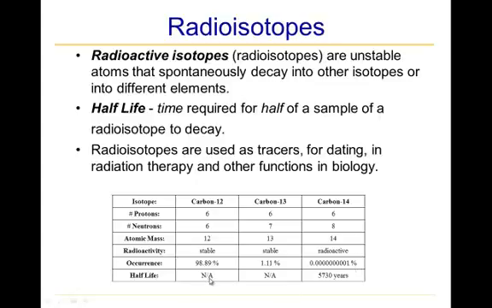It's not applicable to carbon-12, half-life is not applicable to carbon-13, but half-life is applicable to carbon-14, this radioisotope of carbon, and it takes 5,730 years for 1 gram of carbon-14 to become half a gram of carbon-14. Now, what about the concept of carbon dating?